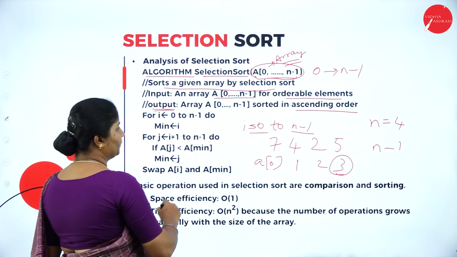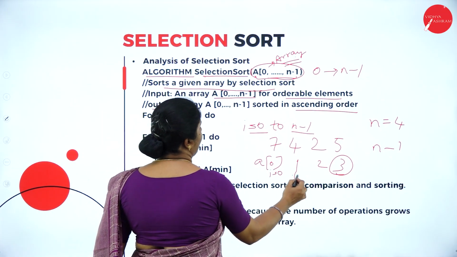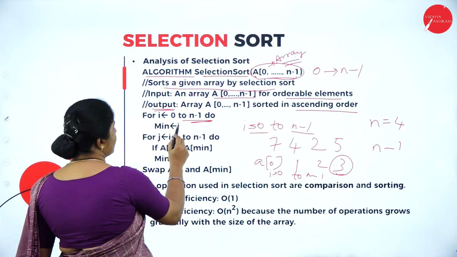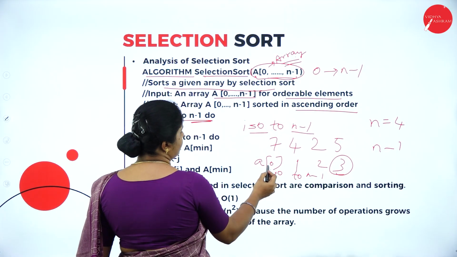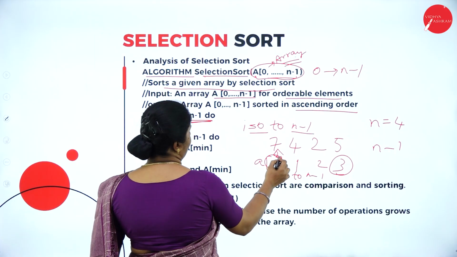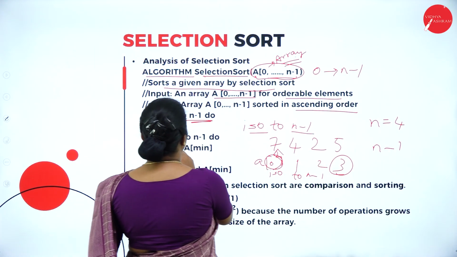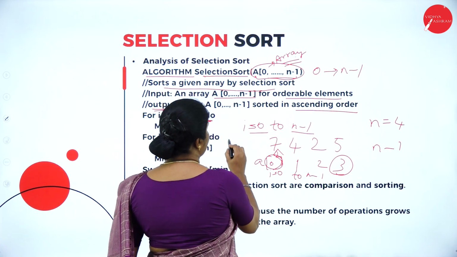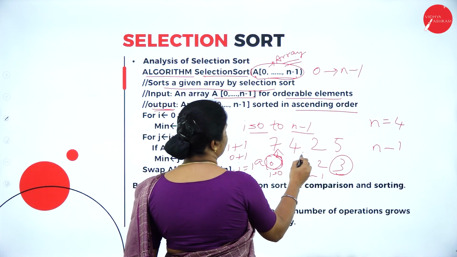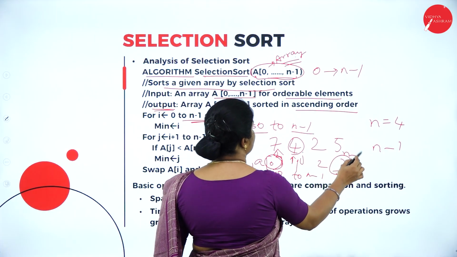So, I need to sort from i equal to 0 to n minus 1. That is what I am telling here. Next, I am assigning the i value as 0. This is what I call the minimum value now. Next, for j equal to i plus 1 to n minus 1. So what is i plus 1? That is 0 plus 1, so j is equal to 1. Now j is at the second element. I need to do this till n minus 1.